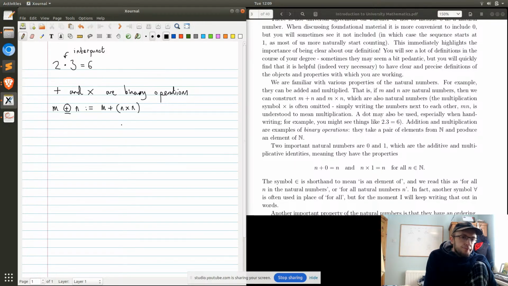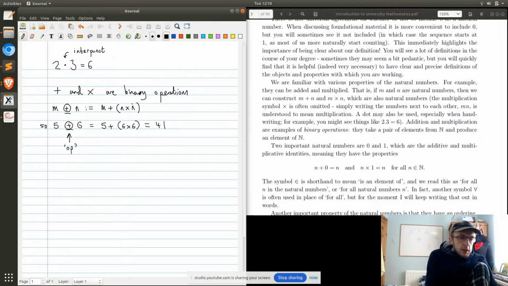Like that. So I haven't come up with a way to read this out loud yet. I don't know. I'll just call it op. 5 op 6 then would be, by definition, 5 plus 6 times 6, which is 41.